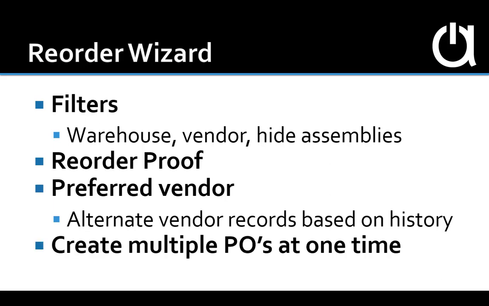The Create POs button will create one PO per vendor per warehouse for the items selected. This makes the purchasing process a lot smoother, especially if you're utilizing the minimum and maximum quantity fields on the product window. So this takes us to the next slide, which potentially could be a little bit confusing because we're going to talk about the suggested quantities shown on the reorder wizard.